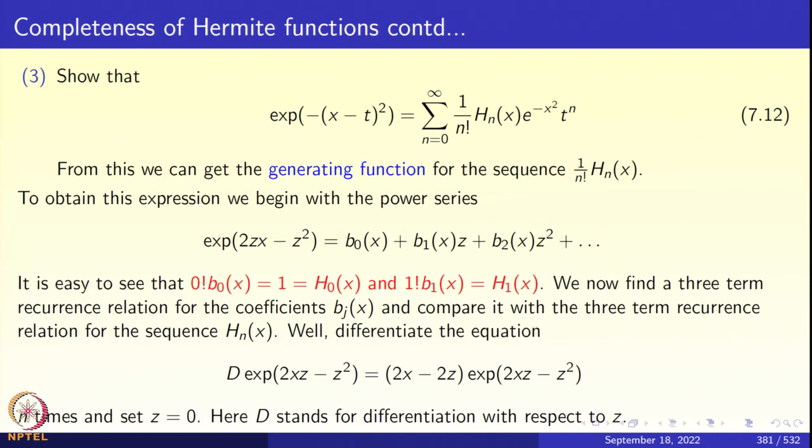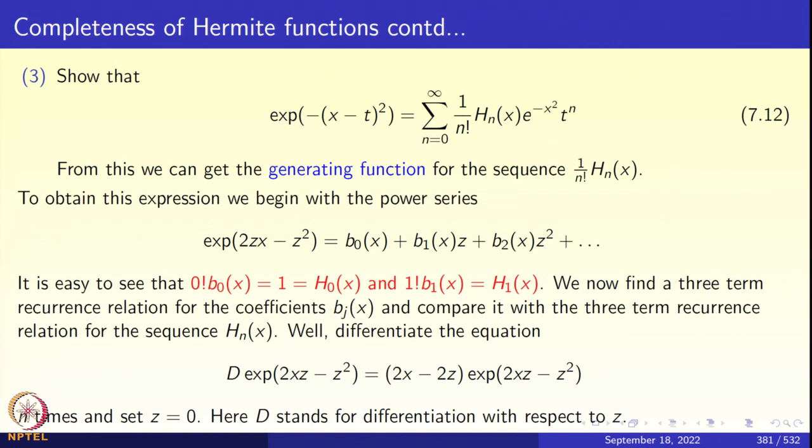So if you remove the e to the power minus x squared factor, we find that the exponential generating function for the Hermite polynomial sequence is exactly e to the power 2zx minus z squared. I used z in place of t because I want to think of it as an entire function.